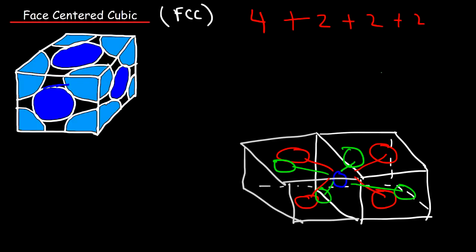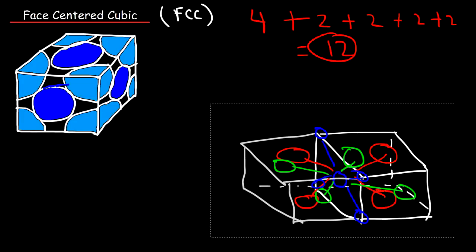So that gives us a total of 12. And let's not forget these blue spheres that it's attached to. So now you know why the coordination number of the face-centered cubic structure is 12.